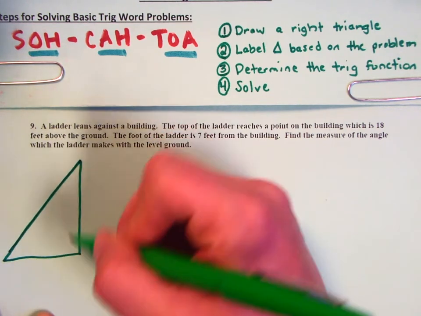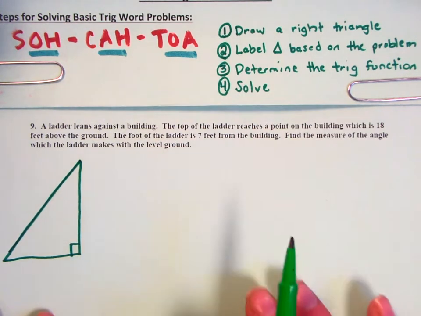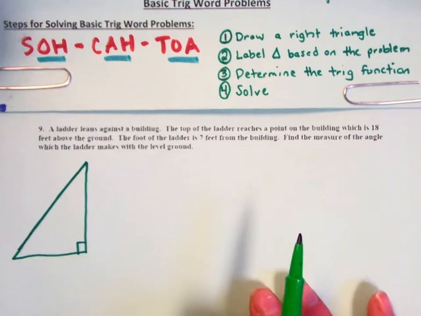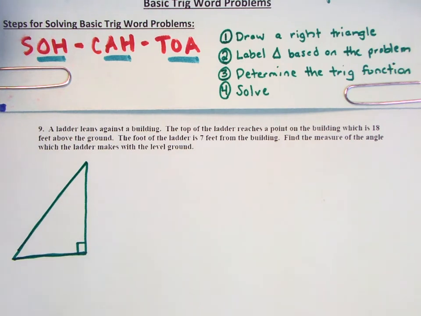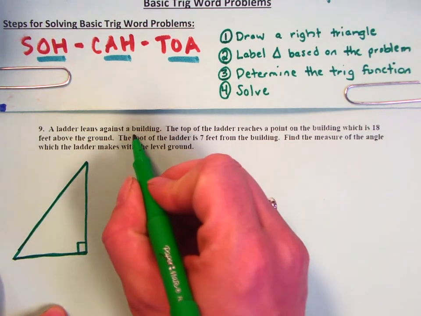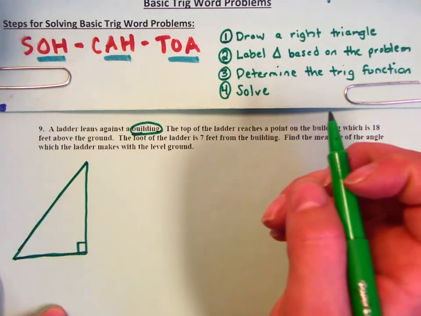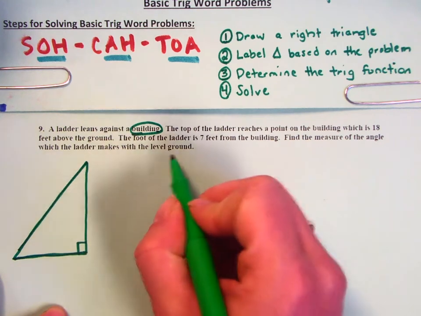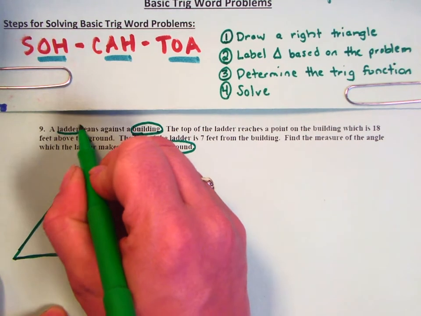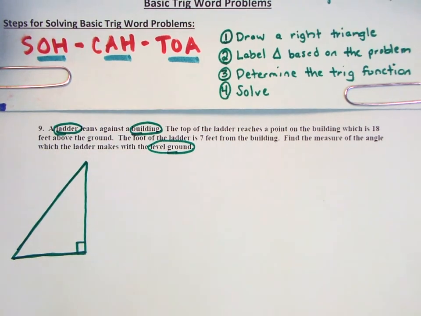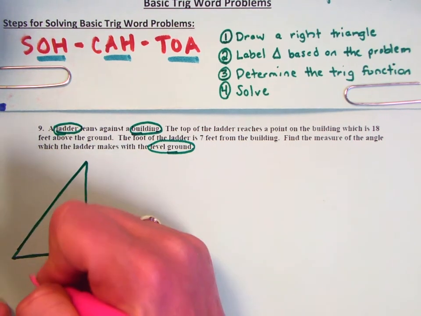Now we need to label, step 2, we need to label our triangle based on the problem. So the first thing we're going to do is pick out the information in our problem to label the sides. So what types of things do we have that we need to label on the sides? We have a building. We have, what else? The ground. And we have a ladder. Okay, let's think through this. The ground has to be where? At the bottom. It has to be level. So this is the ground.